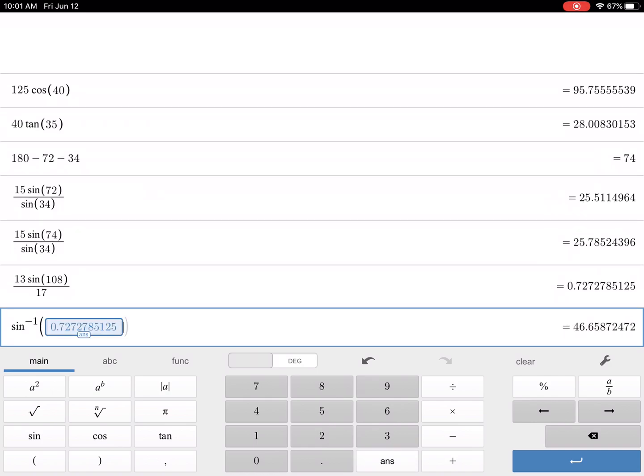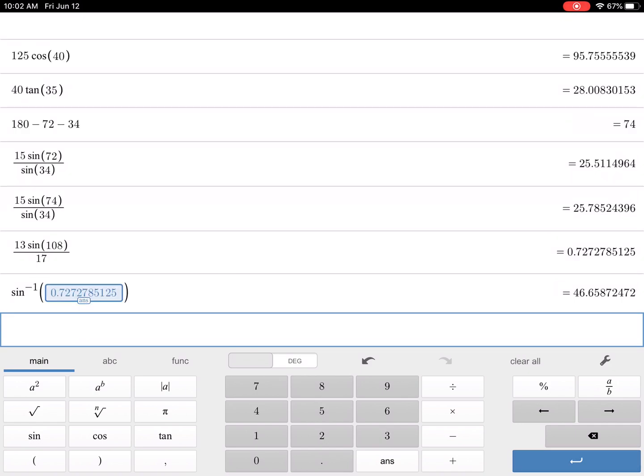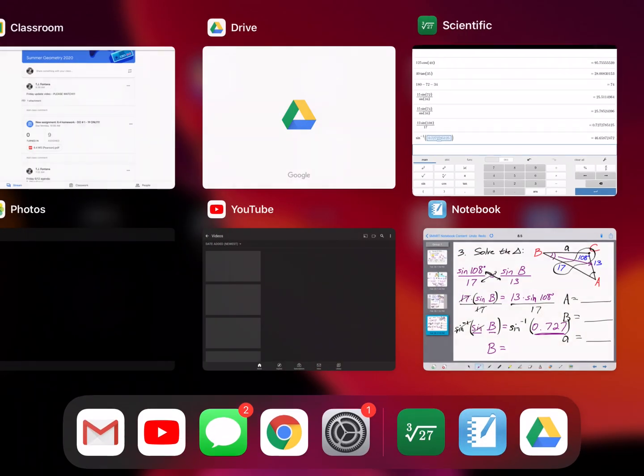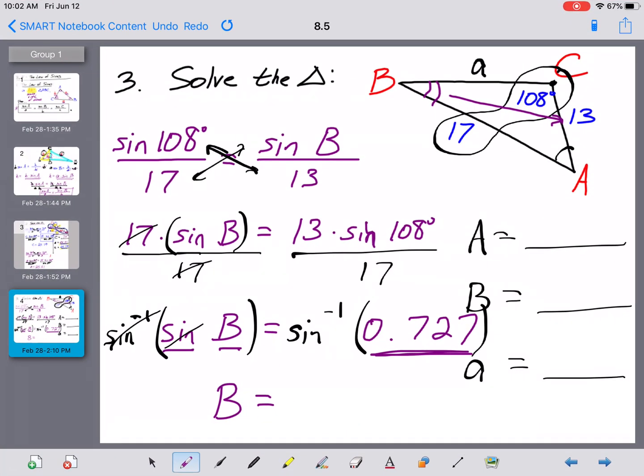But when I do that, it takes the last answer exactly, not rounded, the exact value of it, and plugs it in. So this is a more accurate answer than I would have gotten if I had just typed in inverse sine of 0.727. So it looks like this angle in question, angle B, is 46.66 degrees, everybody. So let me write that down for B, 46.66 degrees, and I'll put that here as well, 46.66 degrees. Okay, that was fun.